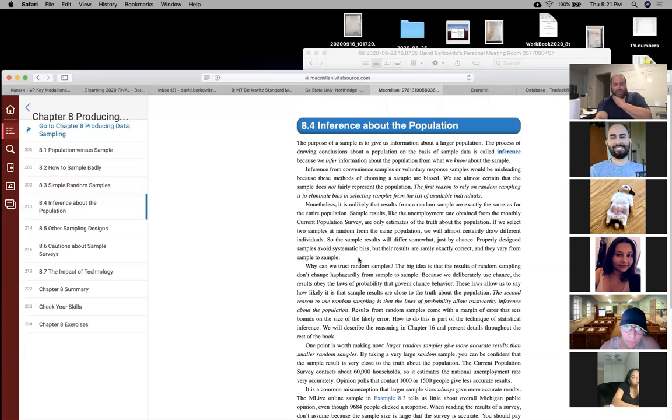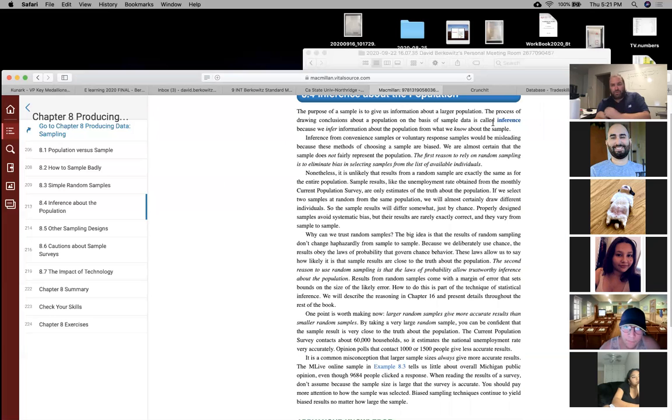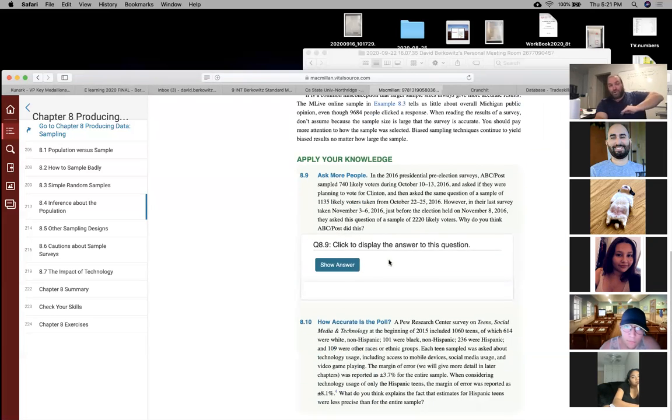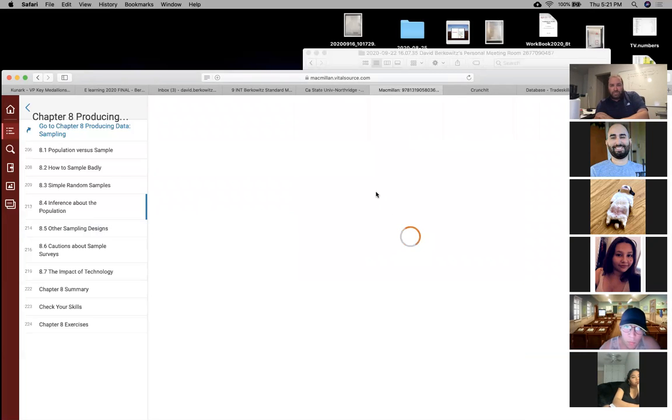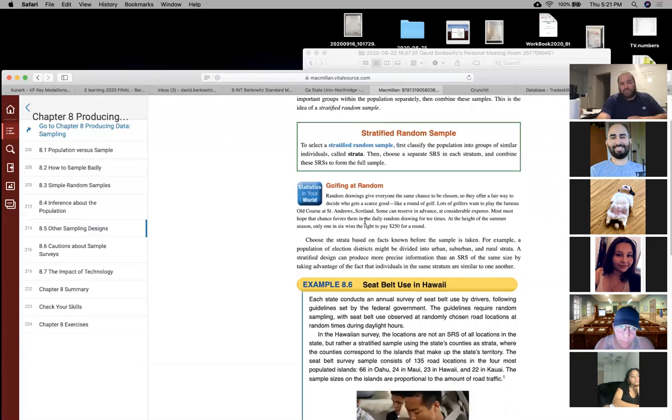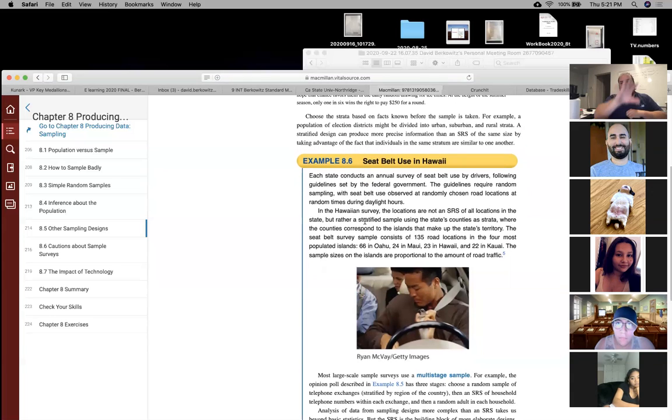And of course, the idea is to take your sample and to make inferences from the sample about the population, which we're going to learn about throughout the remainder of the course, how to do that. Other sampling designs, we talked about a stratified sample, where you divide up the population into pieces and take a little sample of each. I mentioned a cluster sample, which is divide the population into small pieces and take a bunch of those pieces.